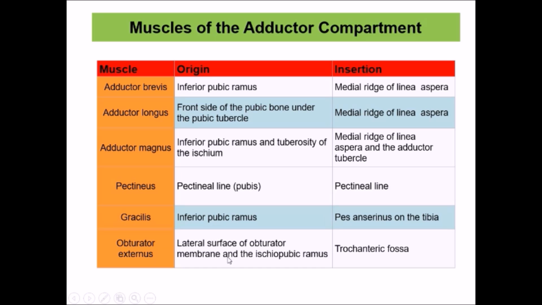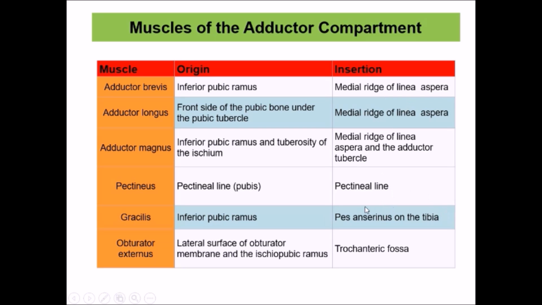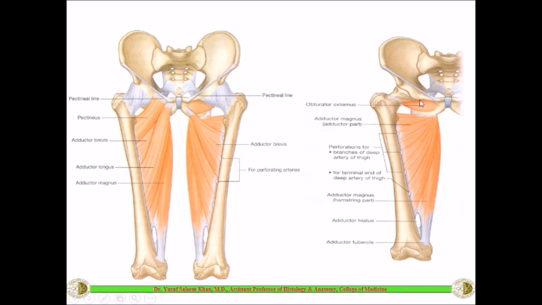Okay, so this will be taking origin from the lateral surface of the obturator membrane, which is present on the obturator foramen, and it also takes origin from the ischiopubic ramus. Some part will be taking origin not only from the membrane of the foramen, but also a small part from this ischiopubic ramus. This is called the ischiopubic ramus. So it will be taking origin from the ischiopubic ramus and gets inserted to the trochanteric fossa in the greater trochanter. If you can see, this will be going behind and gets inserted to the trochanteric fossa in the greater trochanter.